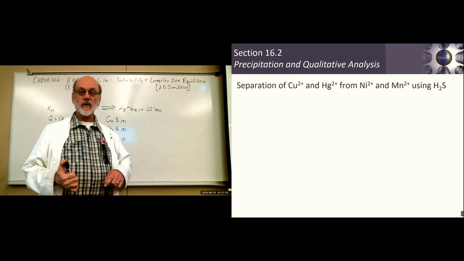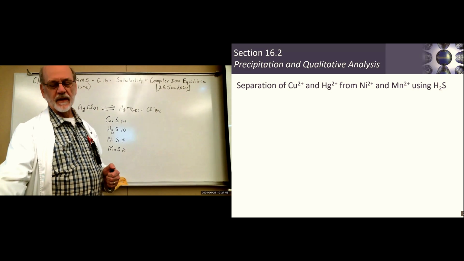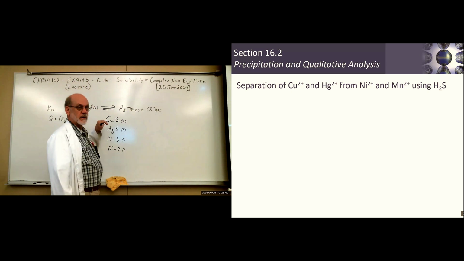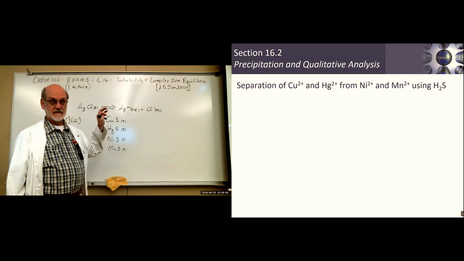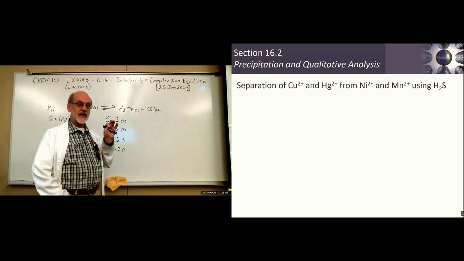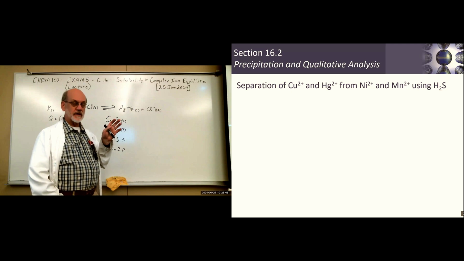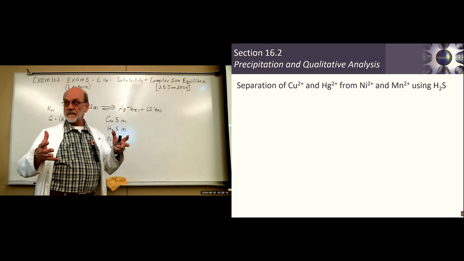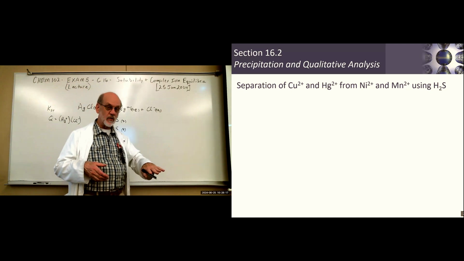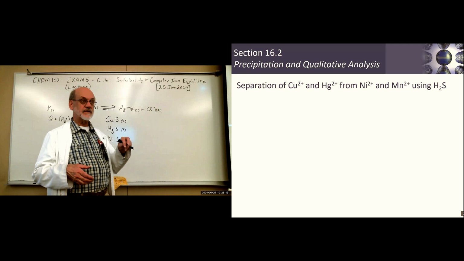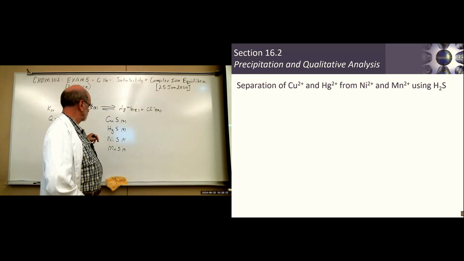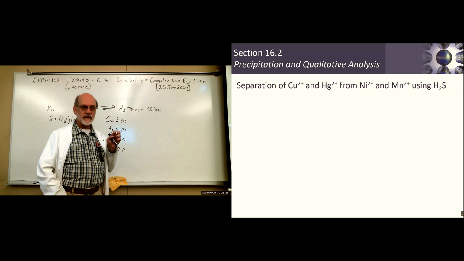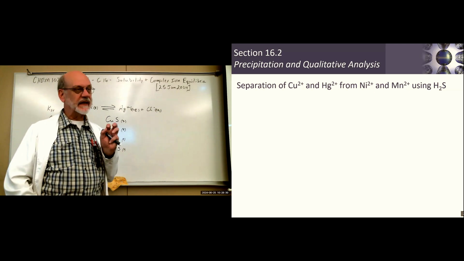So how do we separate them if we're only going to use hydrogen sulfide? Well, you want to control the concentration of sulfide so that you also control the Q value. Right? You want to precipitate the ones that have the lowest solubility sulfides. So you adjust your solution so that the sulfide concentration is very low, but it's still high enough to precipitate the metals whose sulfides are very, very insoluble. You only need a little bit of sulfide.